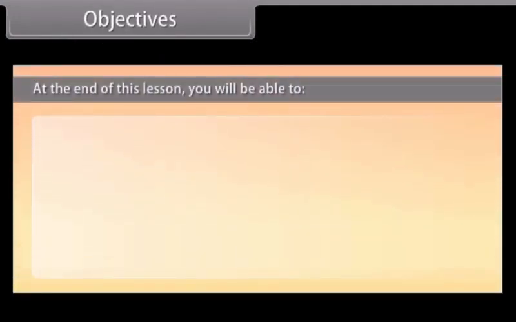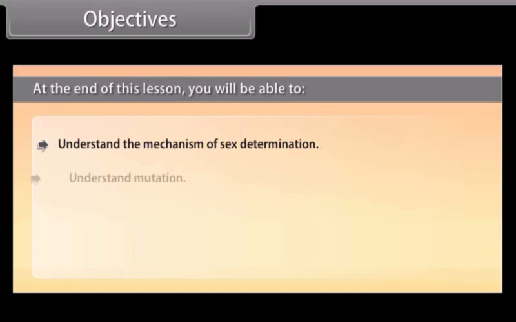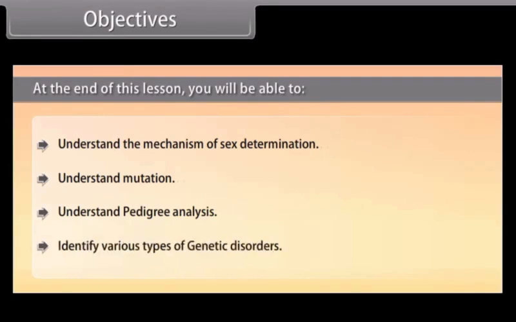Objectives. At the end of this lesson, you will be able to understand the mechanism of sex determination, understand mutation, understand pedigree analysis, and identify various types of genetic disorders.